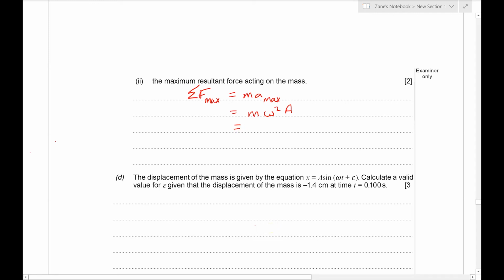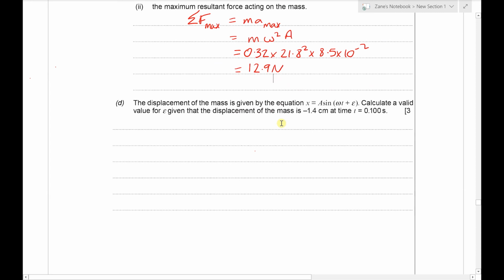So 0.32, okay, pen, why have you decided to stop writing? There we go, 0.32 times 21.8 for omega squared times 8.5 centimeters for the amplitude. If you put those into your calculator, you'll get an answer of about 12.9 newtons.